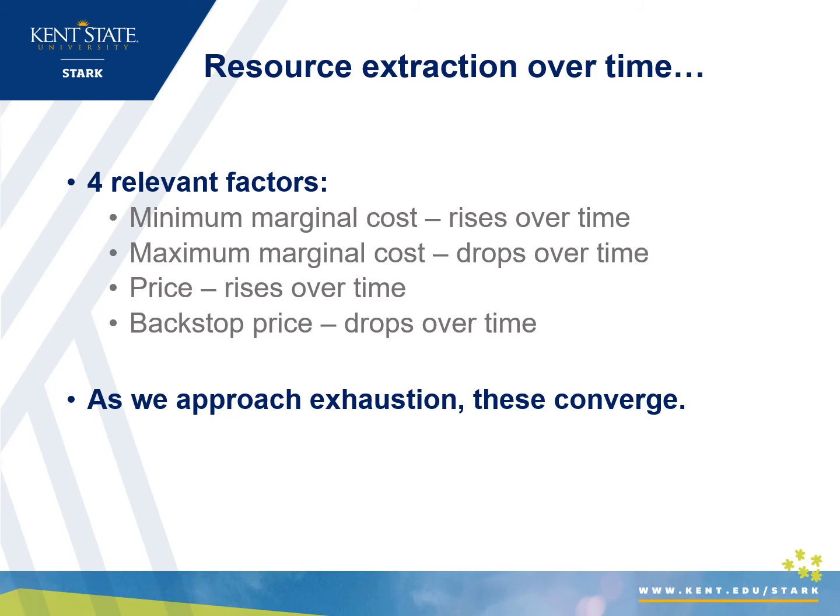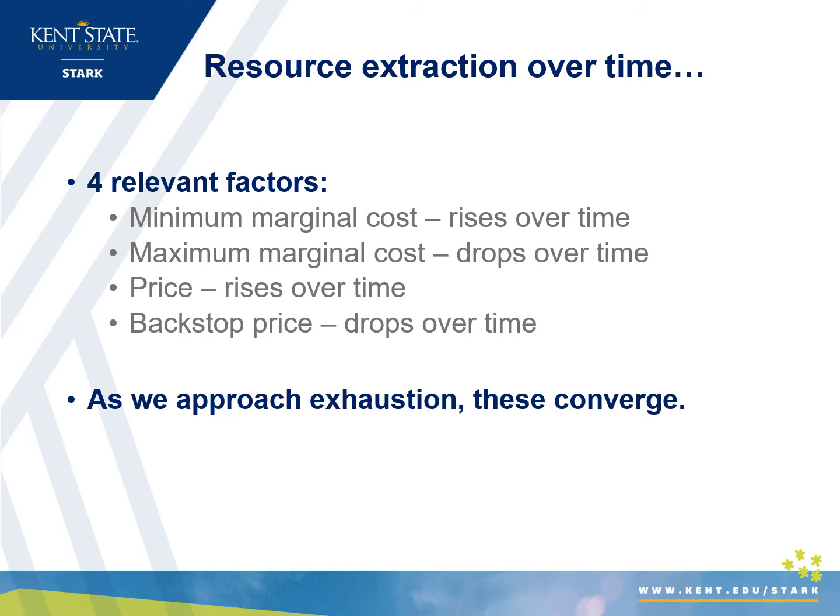As we're running out of the resource, the minimum and the maximum marginal costs come together because we don't have a whole lot of reserves left, and they'll tend to be very similar to each other. The price is going to also tend to converge there as it's heading toward our backstop price, which we know would tend to happen over time, and the backstop price falling, and we're all kind of moving toward that one point.